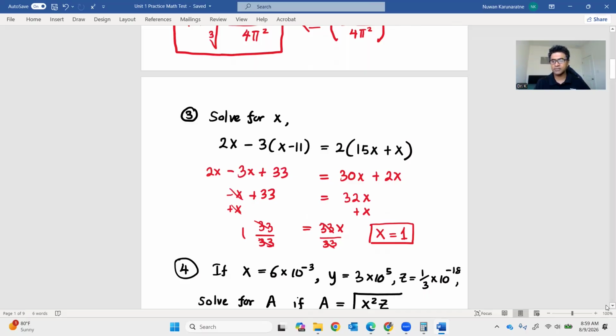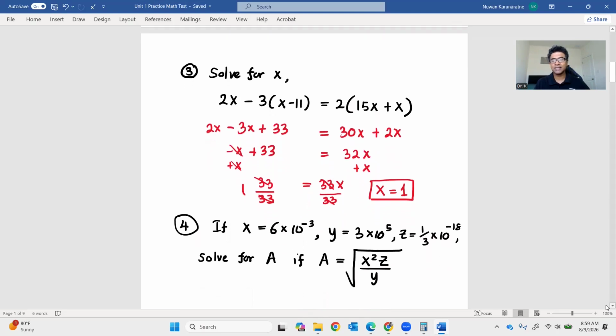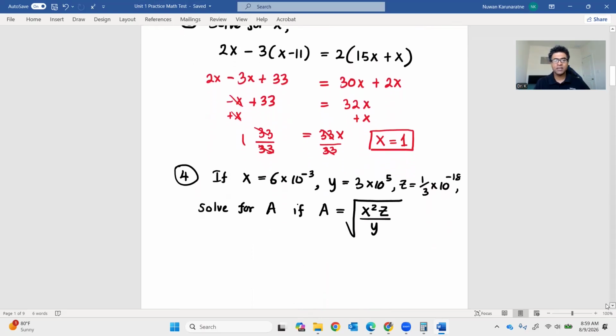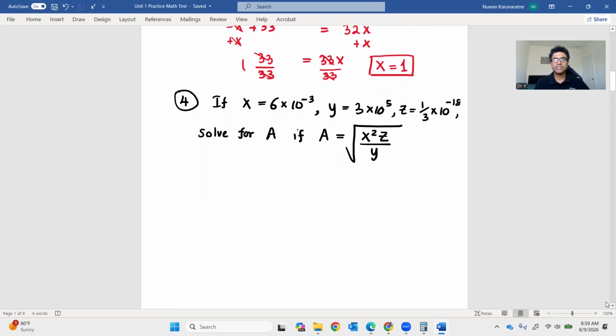That's how we do that. Do physics, like at least at this level. Okay, so number 4, it's like substitution. So you have these numbers. These are called scientific notations.